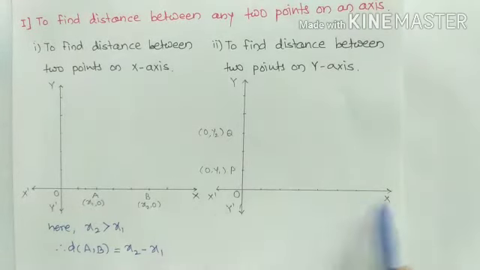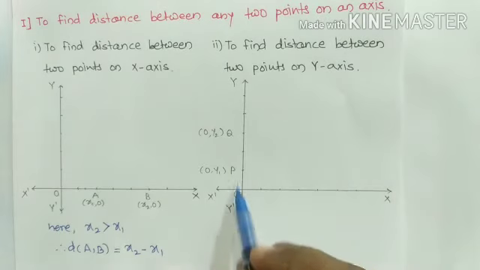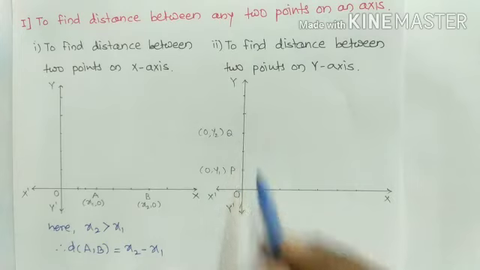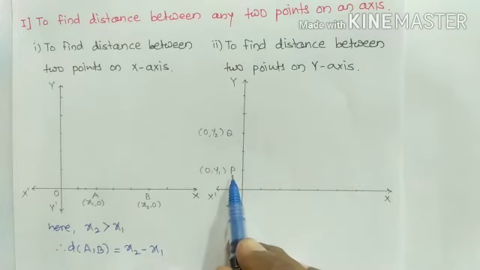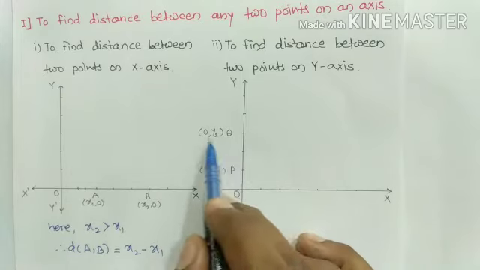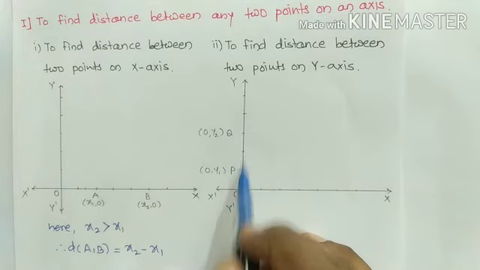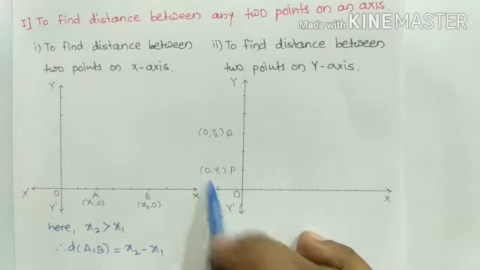Here this is the x axis, this is the y axis. These are any two points on the y axis, P and Q. The coordinate of point P is (0, y1), and the coordinate of point Q is (0, y2). Here we know that the x coordinate of every point on the y axis is 0.